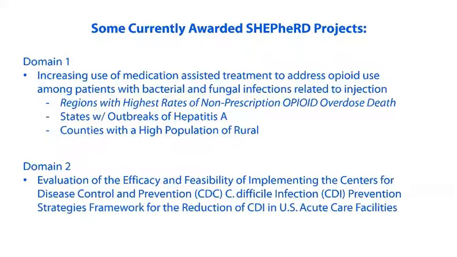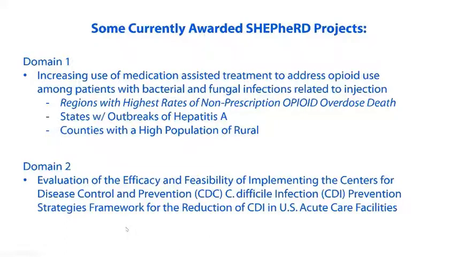So here are some of the current projects that are funded under SHEPheRD now. In domain 1, we currently have a project focusing on medication-assisted treatment for opioid dependency, and the title is there. And there are actually 3 separate contracts to different vendors based on the focus area, whether it be regions with the highest rates of non-prescription opioid overdose death, or outbreaks of hepatitis A, or counties with the highest rural population of opioid dependency.